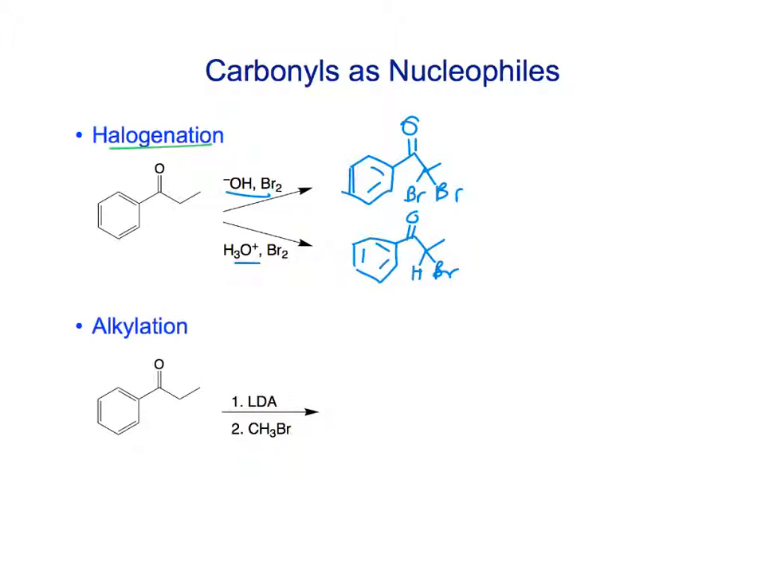We also did the alkylation reaction, where we usually use a pretty strong base, LDA as an example. We form the enolate and then use an alkyl halide to do an SN2 substitution with the enolate being the nucleophile. So we just put a new alkyl group at that alpha position. What we're going to do now is look at reactions where the carbonyl group is playing both roles.